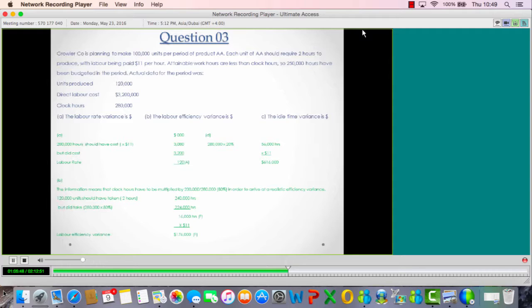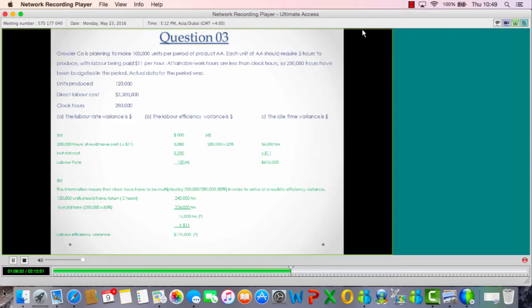Here, we have said Growler companies can make 100,000 units per period of product A. They are going to make 100,000 units. For each unit of A, they require 2 hours. That means to make product A, we are going to spend 2 hours. Remember, when you are talking about standard cost, it should be the productive time. There should be no idle time in that.